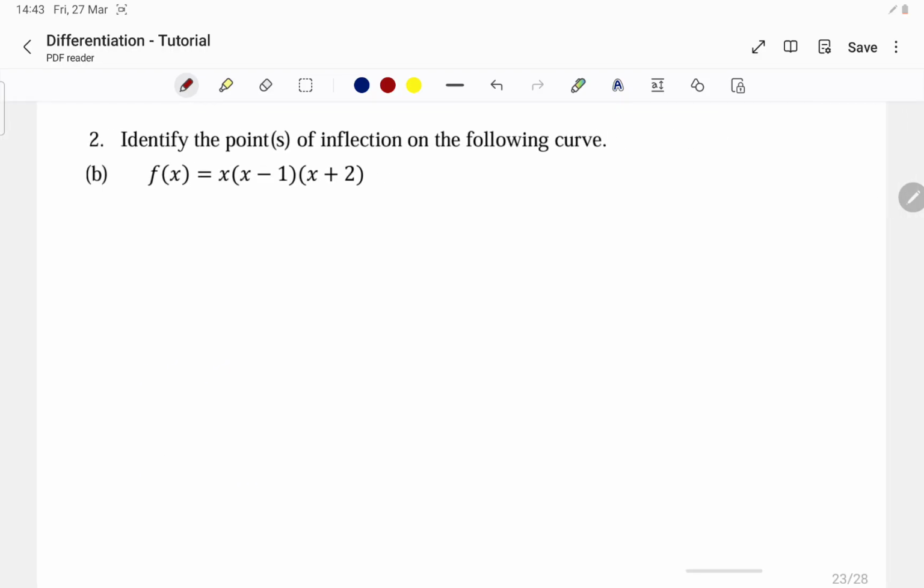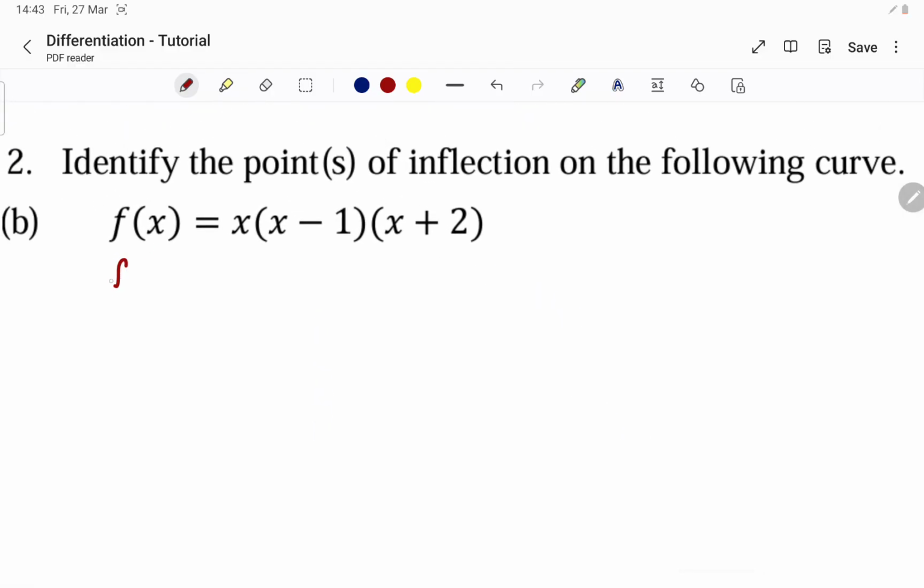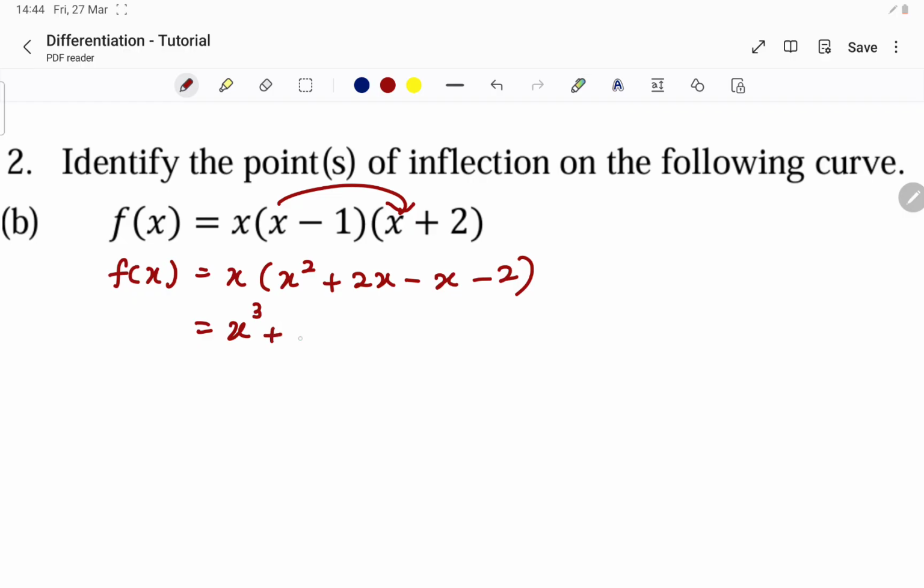We're going to do the same for question B. For question B, you have to expand first. So f(x) is equal to, expand properly. To make it easier, we expand one by one: x squared plus 2x minus x minus 2. And then here you're going to get x cubed plus 2x squared minus x squared minus 2x. So you will get x cubed plus x squared minus 2x. So this is your f(x).